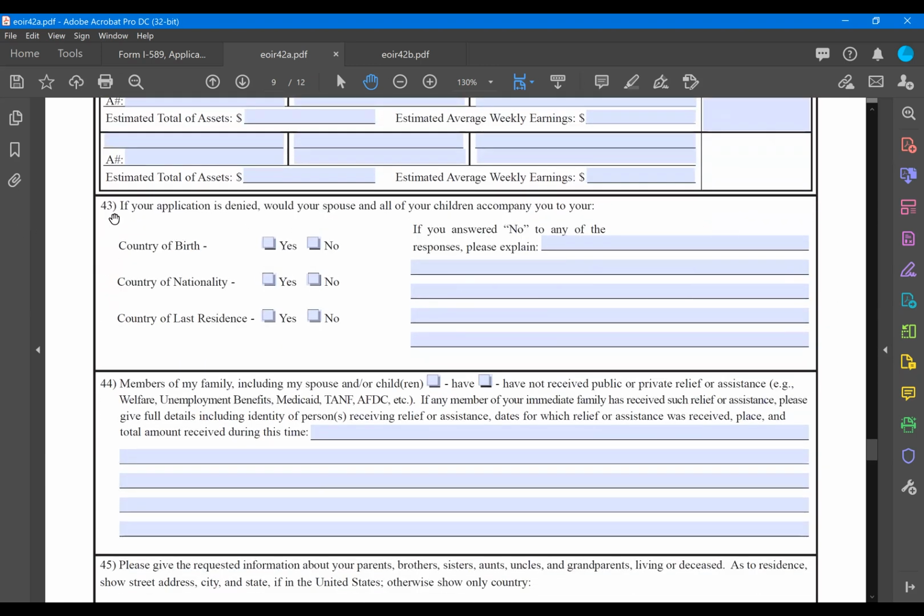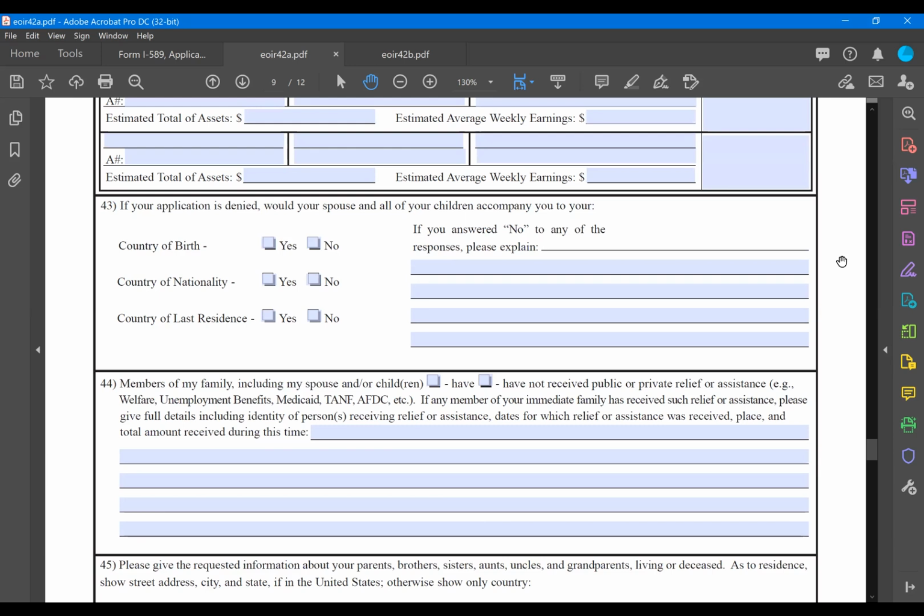Question 43: if your application is denied, would your spouse and all of your children accompany you to your country of birth, country of nationality, and country of last residence? In a lot of cases, this is all the same country. It may not be, but in my experience, the country of birth, the country of nationality, and the country where they last lived are the same. Typically, we're going to mark no and explain, my children are US citizens.